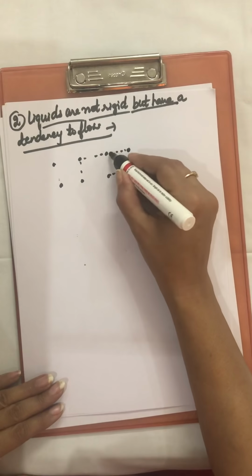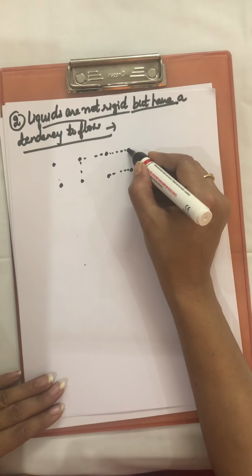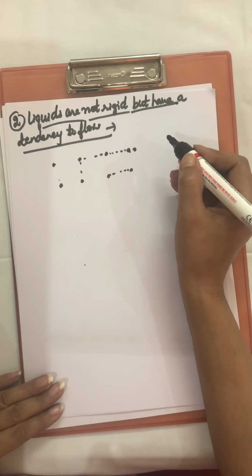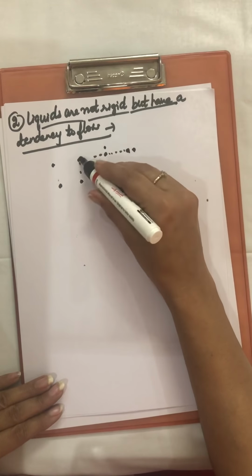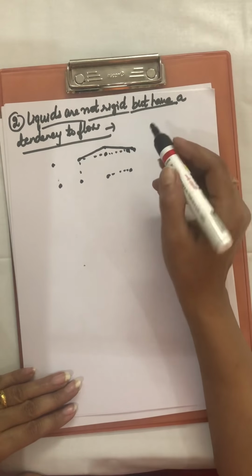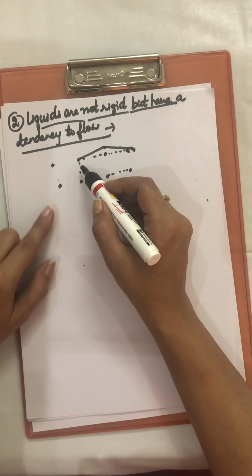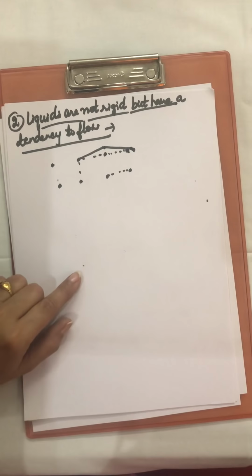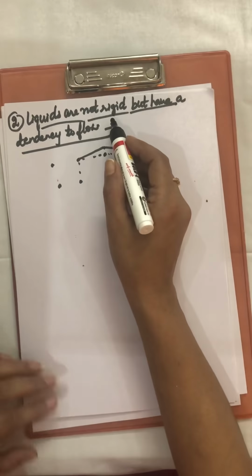Because of these weak forces, the particles cannot remain in place. The particle can break the force easily and can move. If the particles can move, that means liquids can flow. And because the particles are moving, the shape of the liquid is changing. So it is due to larger spaces between the liquid particles and weaker forces of attraction in liquid particles as compared to solid particles that liquids can flow and change their shape. Thus, liquids are not rigid.